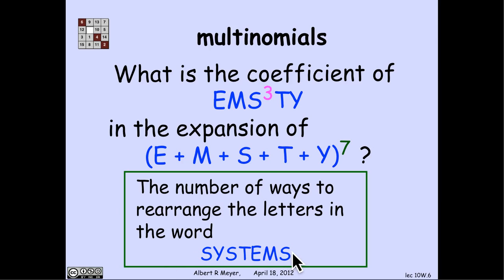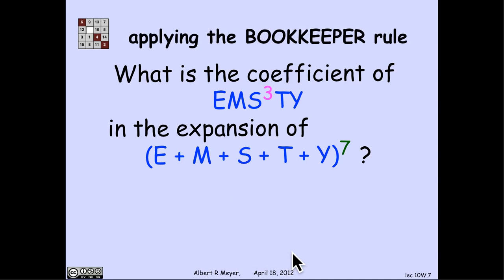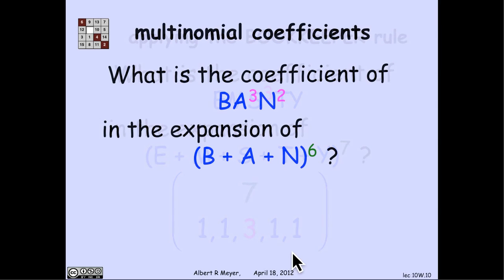How many ways are there to rearrange the letters in the word SYSTEMS? By the Bookkeeper Rule, there are 7 choose 1, 1, 3, 1, 1. Okay, let's do another example.